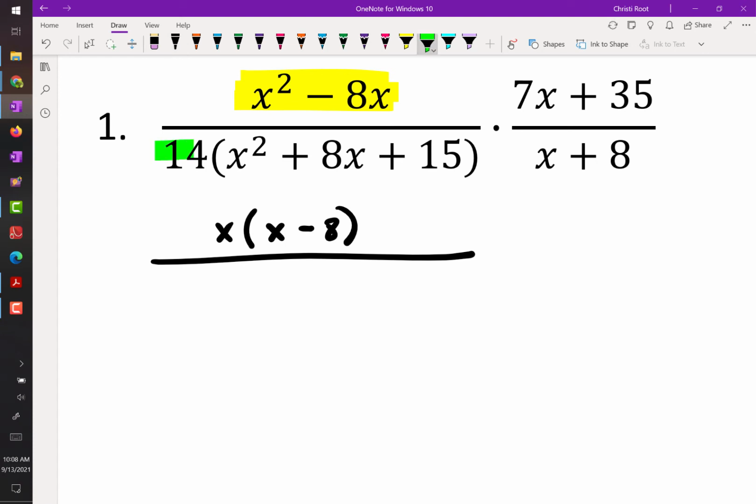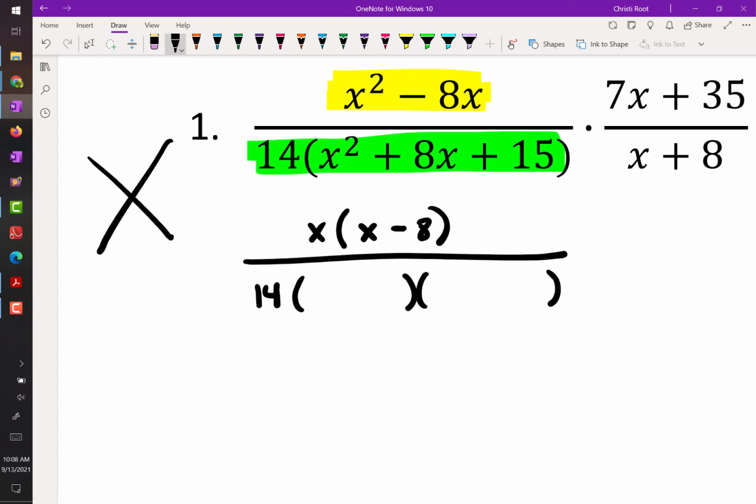Now I'm going to focus on this green section right here. It's partially factored, which is great. It looks like they had a GCF of 14. But I'm probably going to need to factor the x squared plus 8x plus 15. Since that's a trinomial, we can set it up using the x. It's not going to be a slide and divide, because of that 1 in front of the x squared. I need to find factors of 15 that add up to positive 8. That looks like a positive 3 and a positive 5. So it'll be x plus 3 and x plus 5.